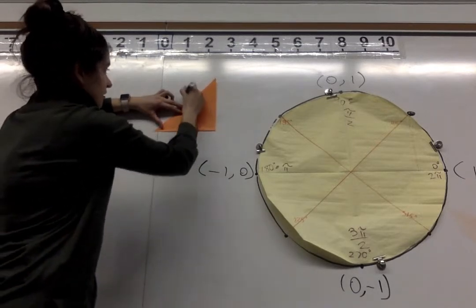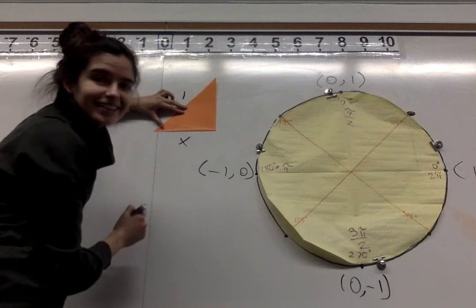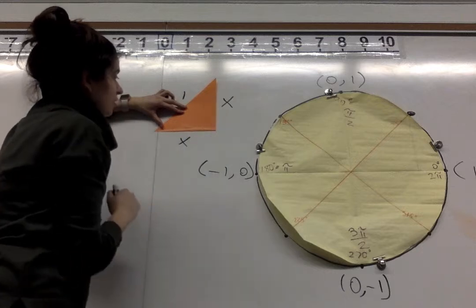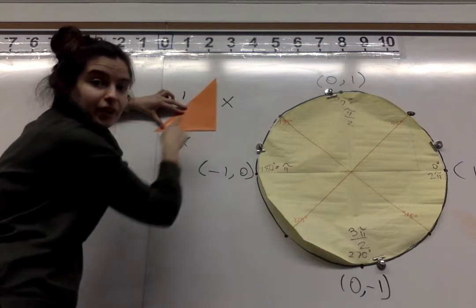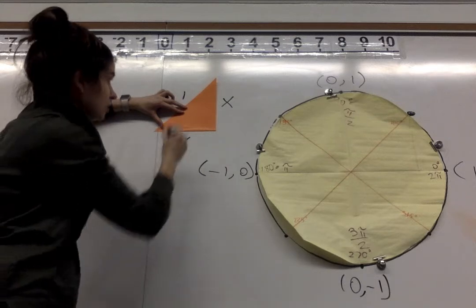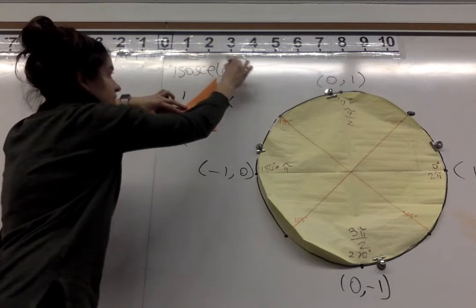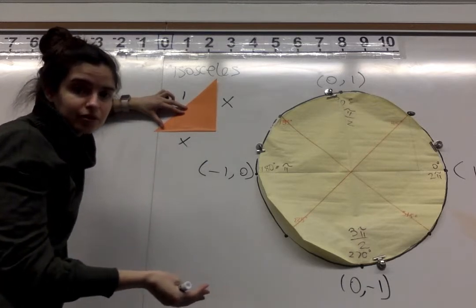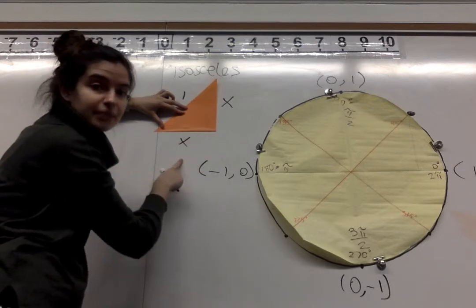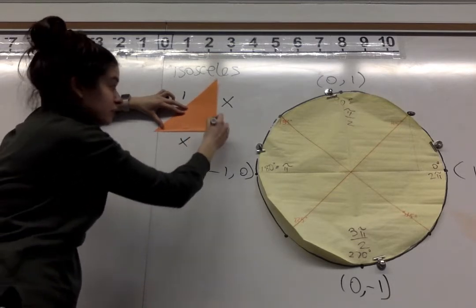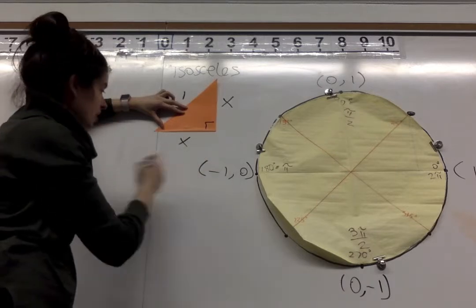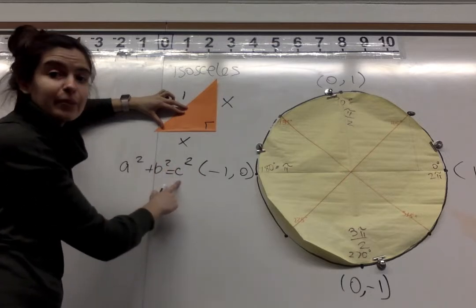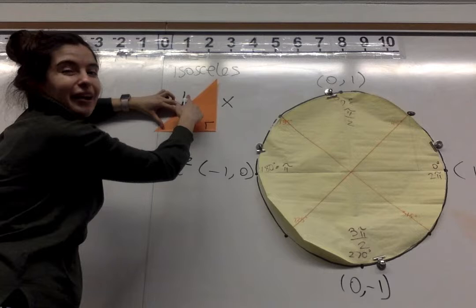So the hypotenuse has a length of 1. We're not sure what this length is. We're not sure what this length is, but we know it's the same as this. Because 2 of these angles are the same, 45 and 45, this is an isosceles triangle, which means 2 angles are the same, and the sides opposite of those angles are also the same. So these lengths are the same. Now, because this is a right triangle, we can use the Pythagorean theorem, which tells us a squared plus b squared equals c squared, where c is the hypotenuse. So here our hypotenuse is 1.